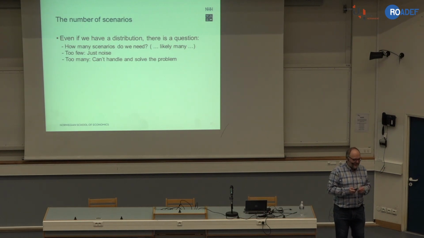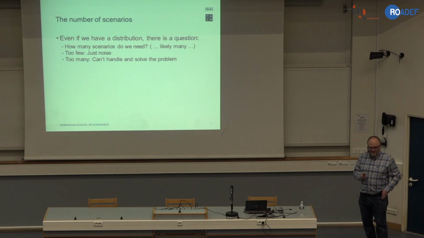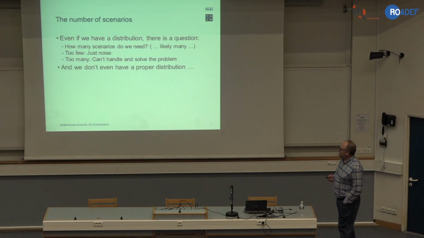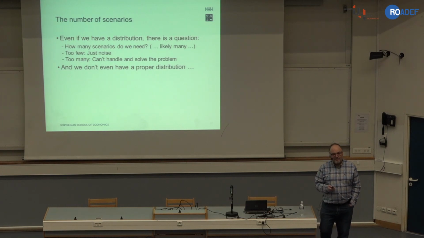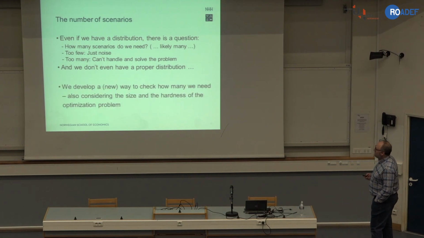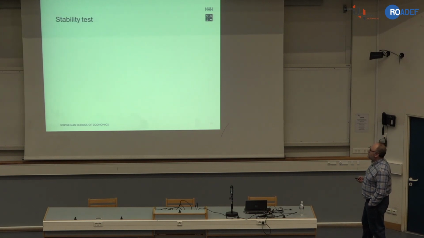And I think for the one I'm showing you now, there is a place in the middle between just noise and can't solve it. And remember, we don't even have a proper distribution. We just have a subset of the correlations. I don't even have a distribution. What should I do? So let me see what we do.